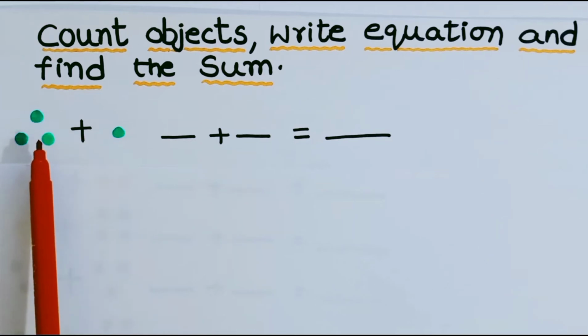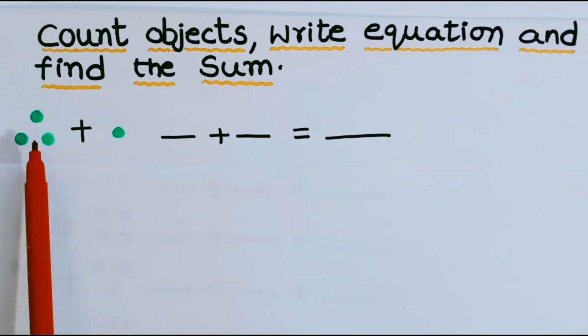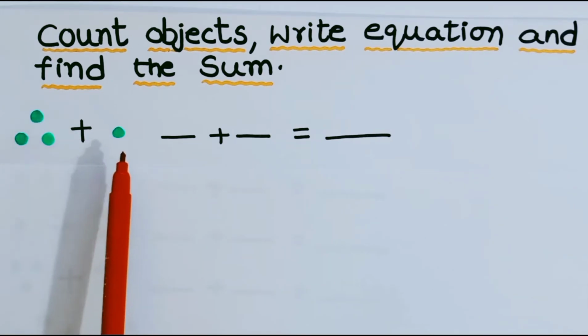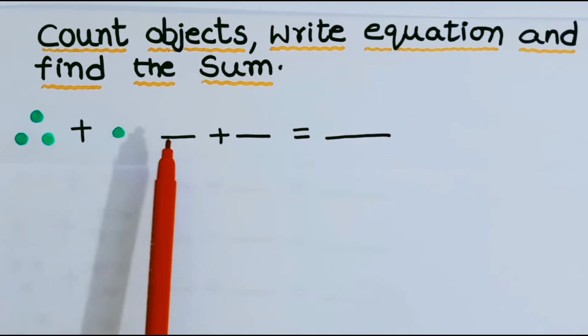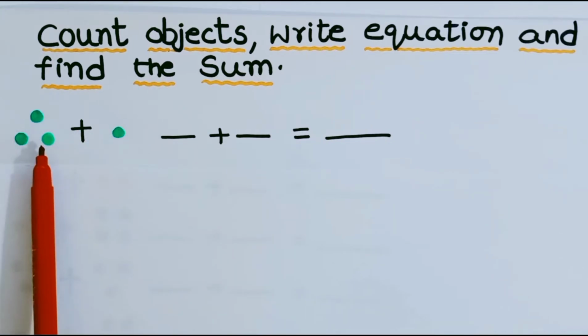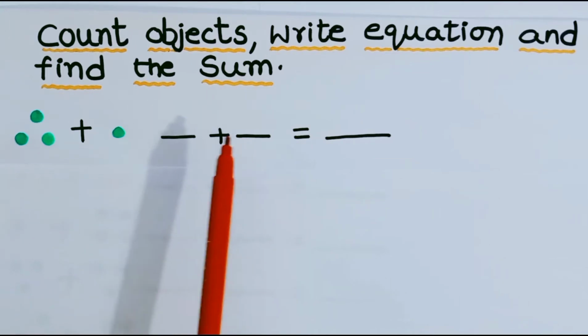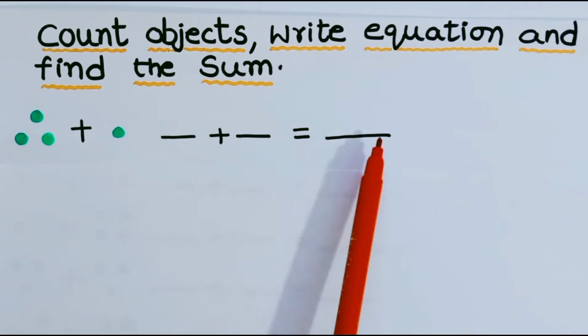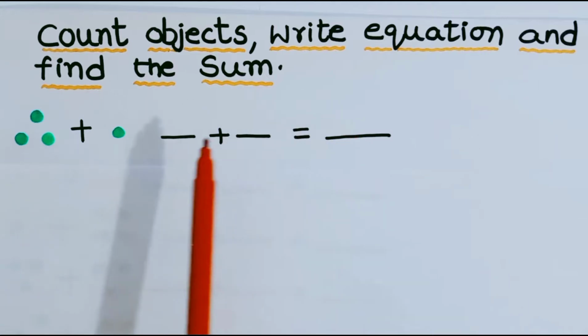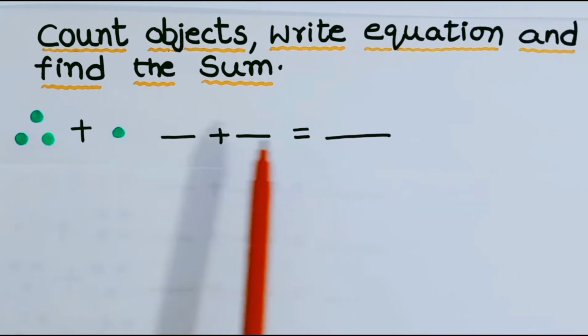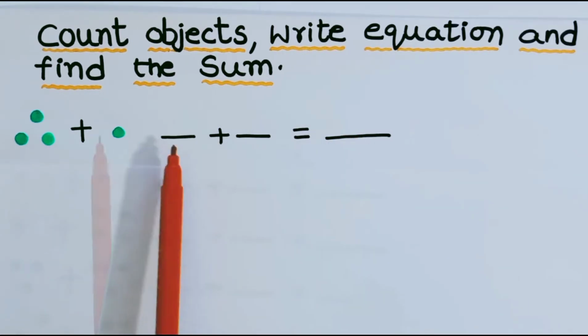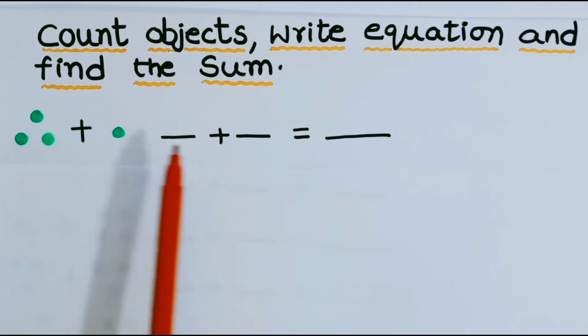We have to count the number of objects which have been given here, and we have to write this addition equation according to the number of objects. And we need to find out the sum here. So the sum is the result of the two numbers. Okay children, shall we start this addition equation problem?